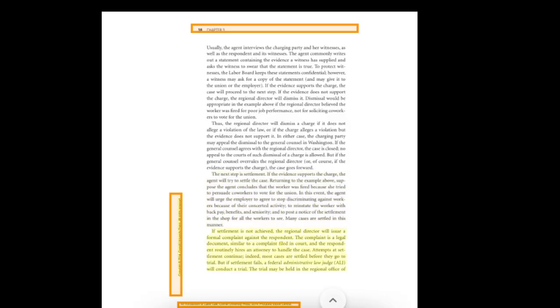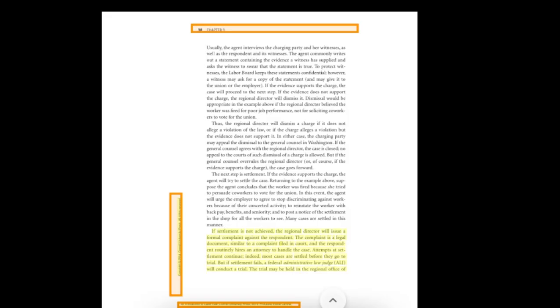If settlement is not achieved, the regional director will issue a formal complaint against the respondent. The complaint is a legal document, similar to a complaint filed in court, and the respondent routinely hires an attorney to handle the case. Attempts at settlement continue. Indeed, most cases are settled before they go to trial. But if settlement fails, a federal administrative law judge, ALJ, will conduct a trial.